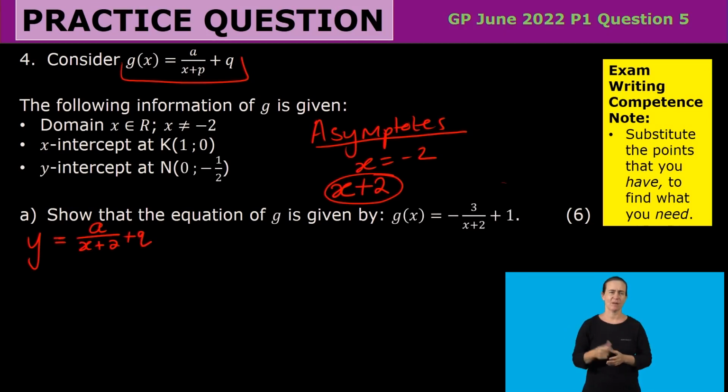Now, what are we going to substitute for us to be able to find the missing or unknown values? We are going to first substitute the given points that we have been given. So we know that x there is 1 and y is 0, and that's exactly what we are going to substitute. And after we've substituted those values there, we have 0 is equal to a over 3 plus q.